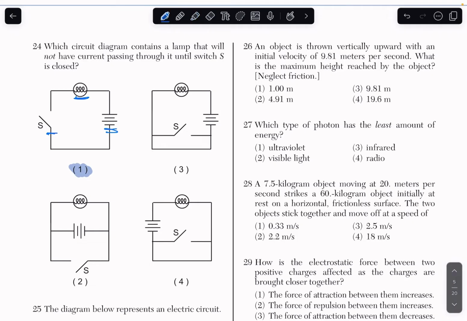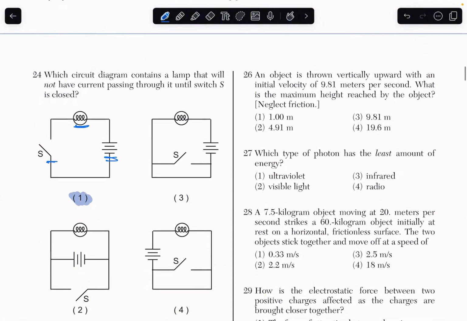26. An object is thrown vertically upward with an initial velocity of 9.81 meters per second. What is the maximum height reached by the object? So first, let's write down all the information that we do have. We have an initial velocity, or Vi, of 9.81. We have a final velocity of 0 because it will stop once it reaches maximum height, and a gravitational acceleration of negative 9.81. And we need to find distance.